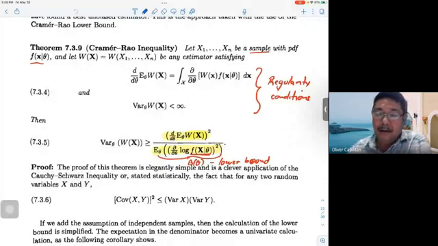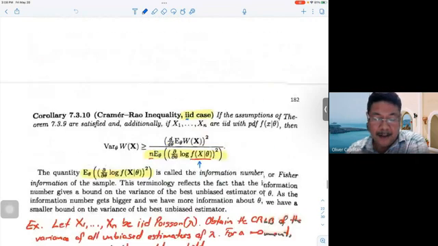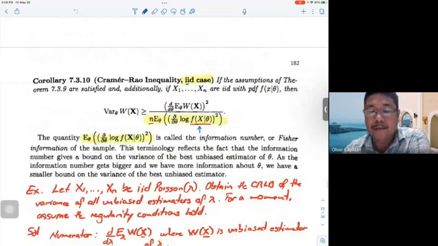The fractional expression on the right-hand side of our inequality is called the Cramér-Rao lower bound. The proof for this uses the Cauchy-Schwarz inequality. And as a corollary to the theorem, we have the Cramér-Rao inequality for the independent and identically distributed case.